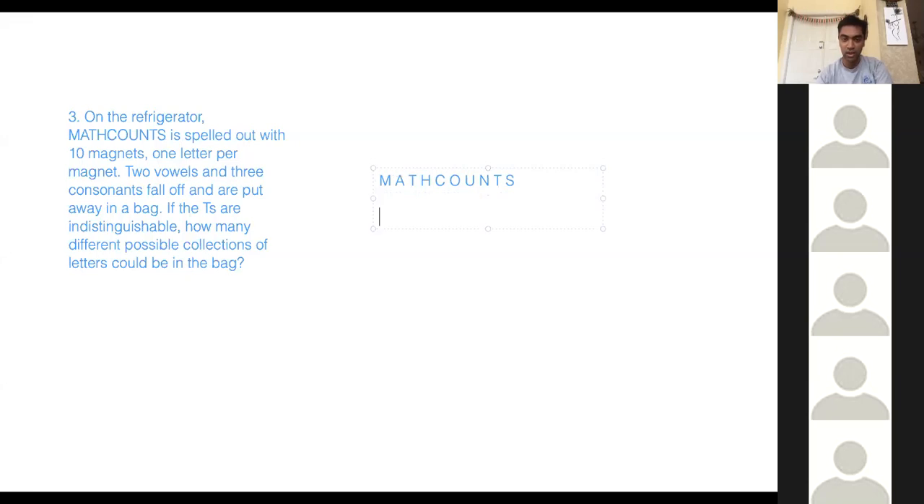Okay, 75 is right. Pavan, can you explain? So in MATHCOUNTS it has 3 vowels and 7 consonants. So to start off with the number of ways we can have vowels in the bag, we just do 3 choose 2 because there's a total of 3 vowels, but we only want 2. So there's a total of 3 combinations of vowels that can be in the bag. And then for the consonants, there's one case where there's 2 T's.